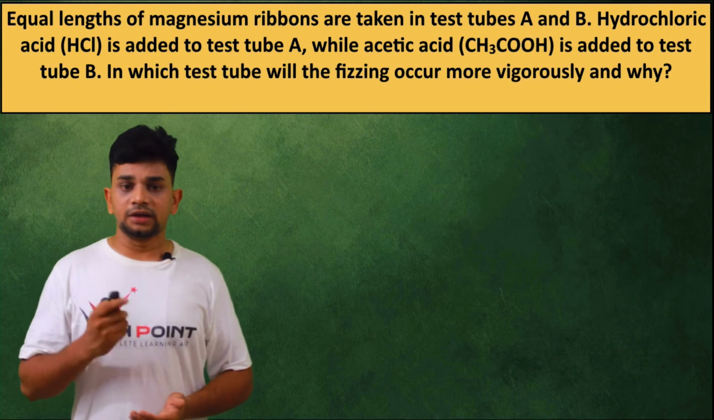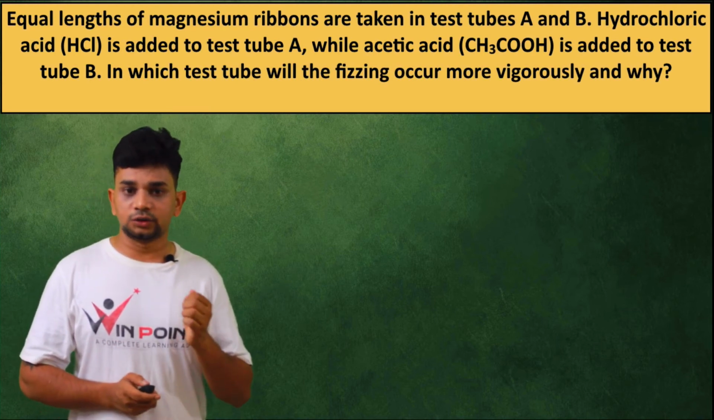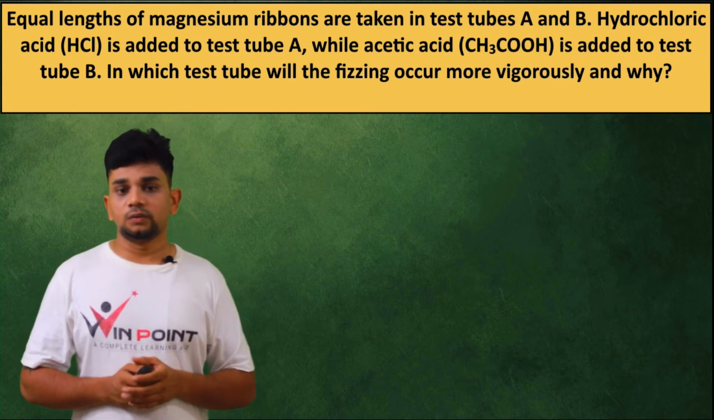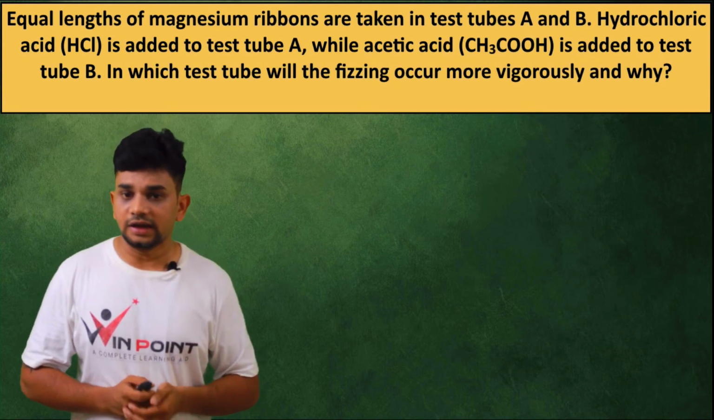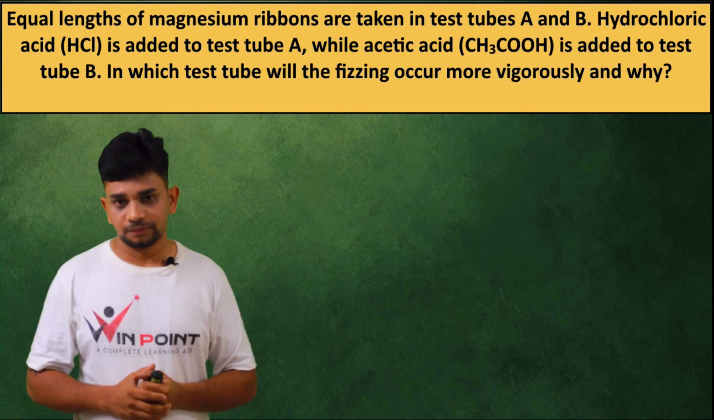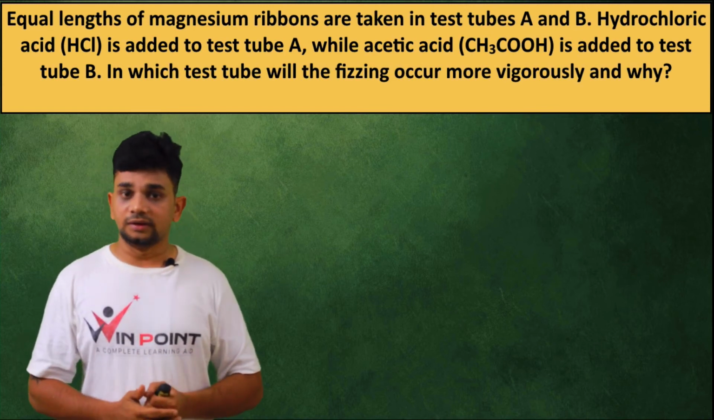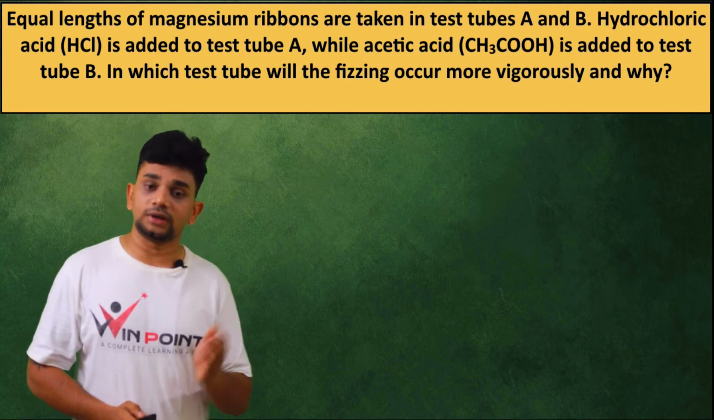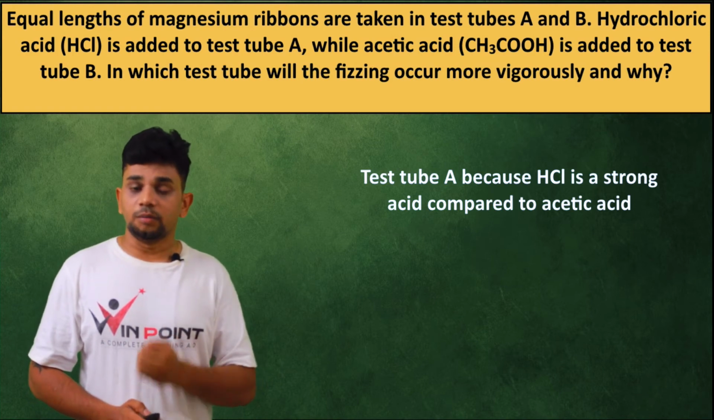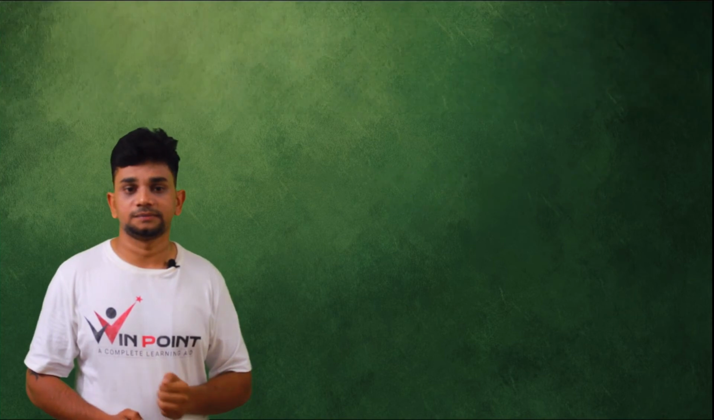Equal lengths of magnesium ribbon are taken in test tubes A and B. Hydrochloric acid is added to test tube A and acetic acid is added to test tube B. In which test tube will the fizzing occur more vigorously and why? Hydrochloric acid is a strong acid. In that test tube there will be more reaction. Test tube A, because HCl is strong acid compared to acetic acid. Acetic acid is vinegar, it is weak acid.